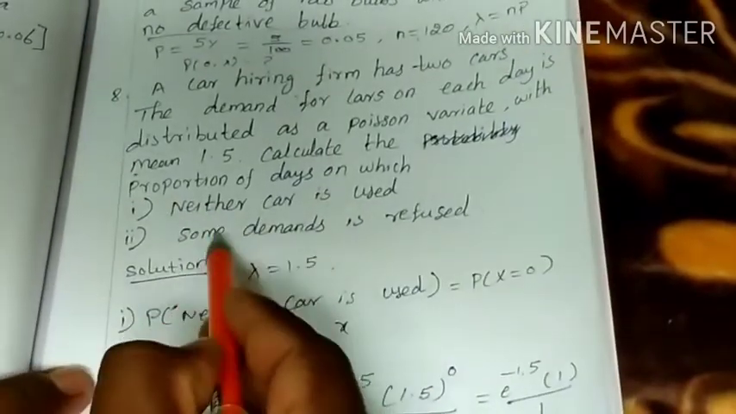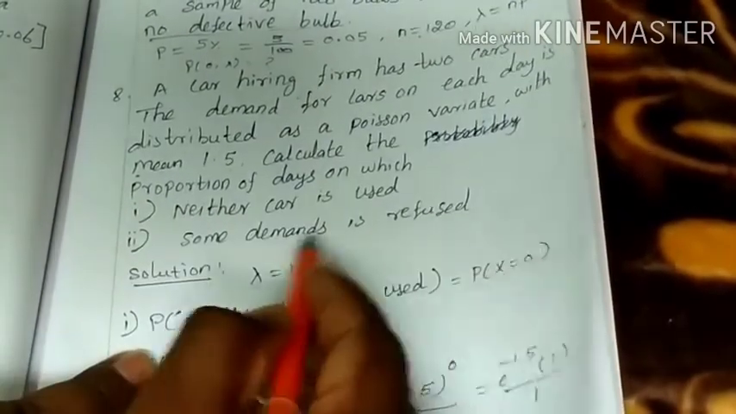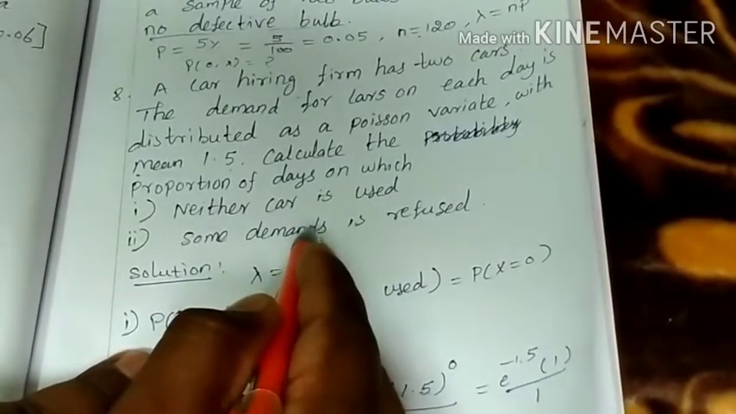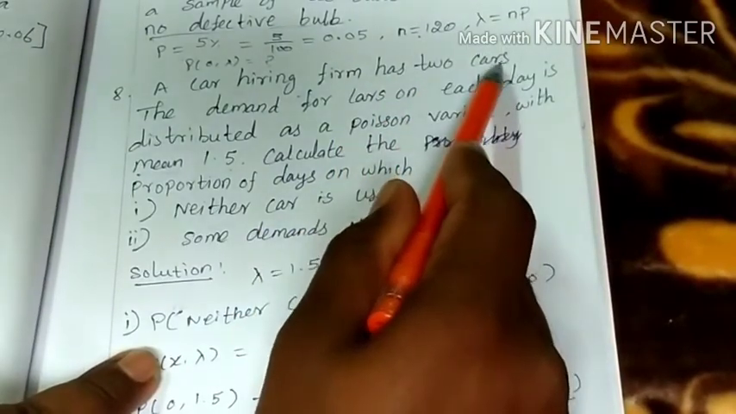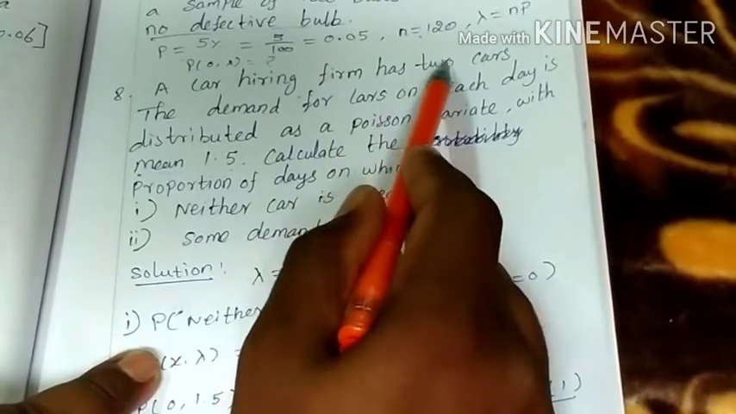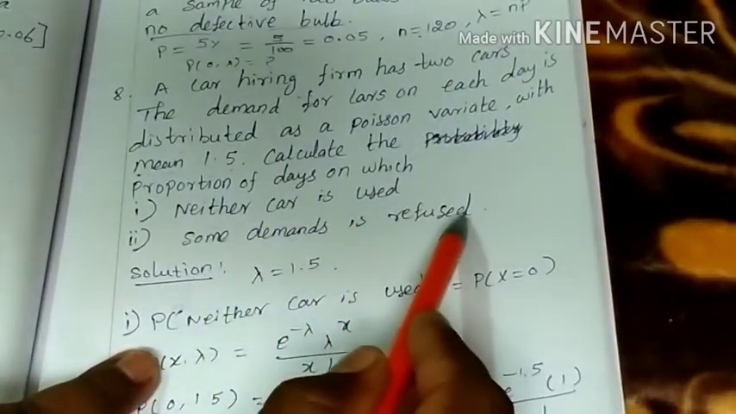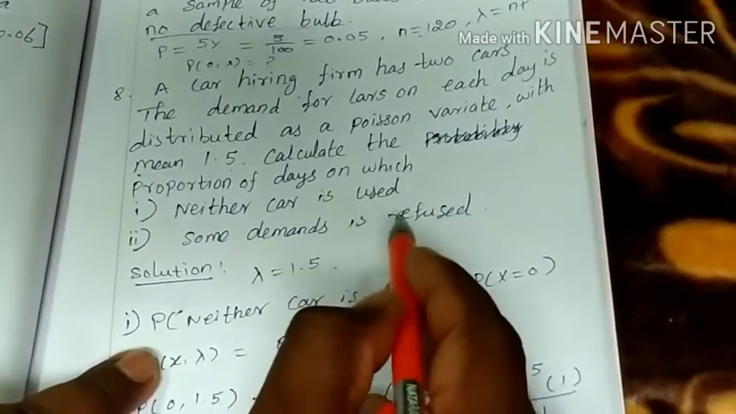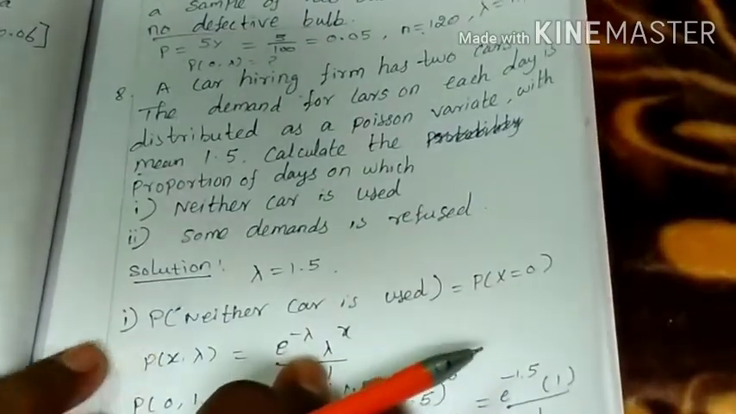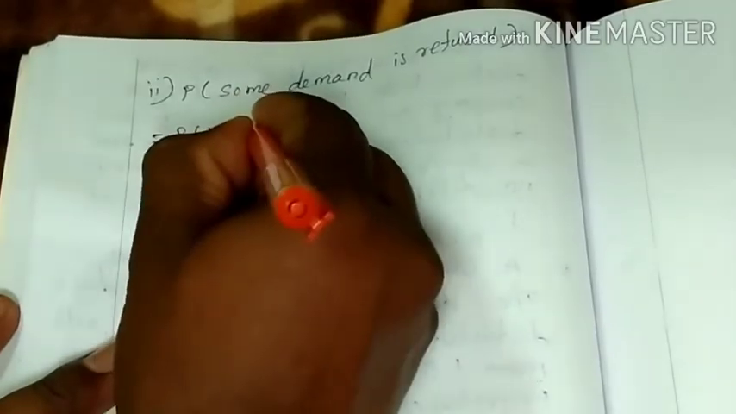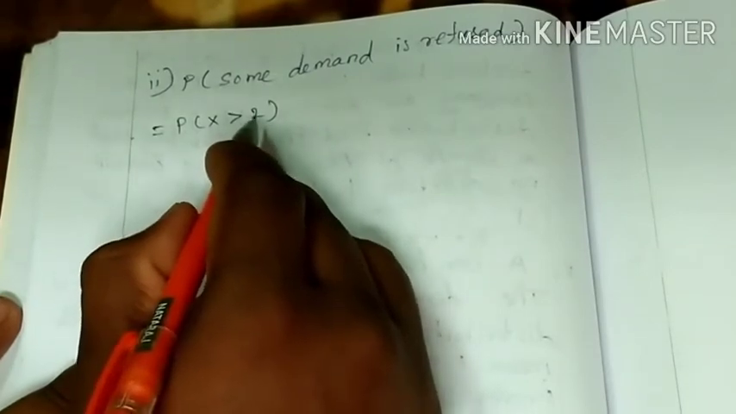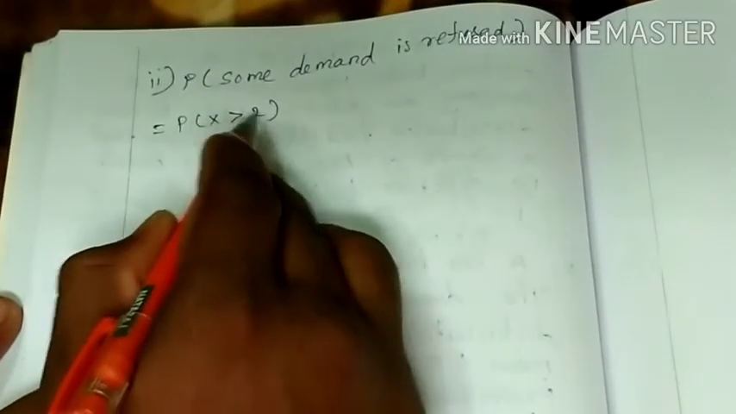Okay, next question: some demand is refused. So x value is more than 2, because the hiring firm has only 2 cars. Some demand is refused means more than 2 cars. So we want to find P of x greater than 2. The second question, some demand is refused, is P of x strictly greater than 2.